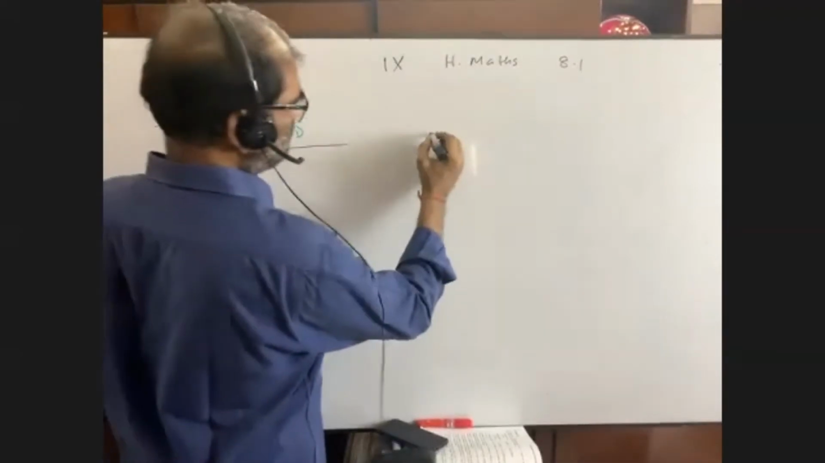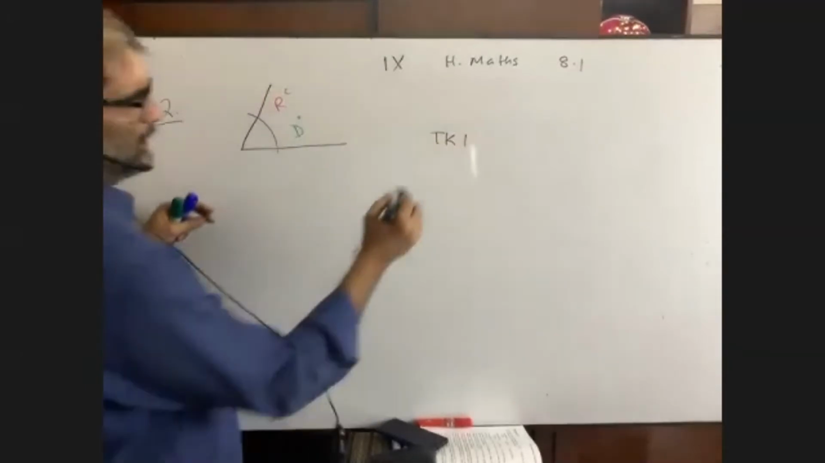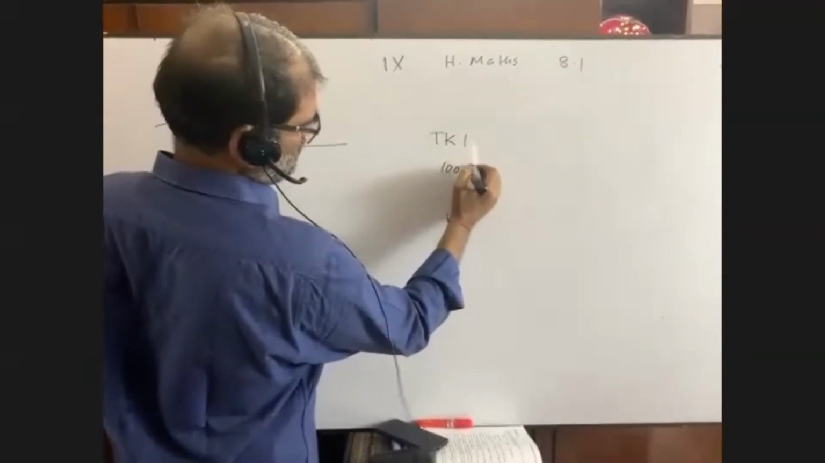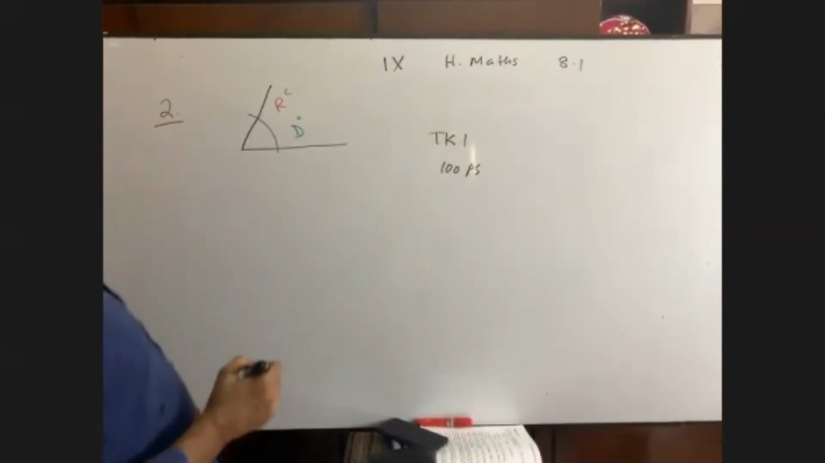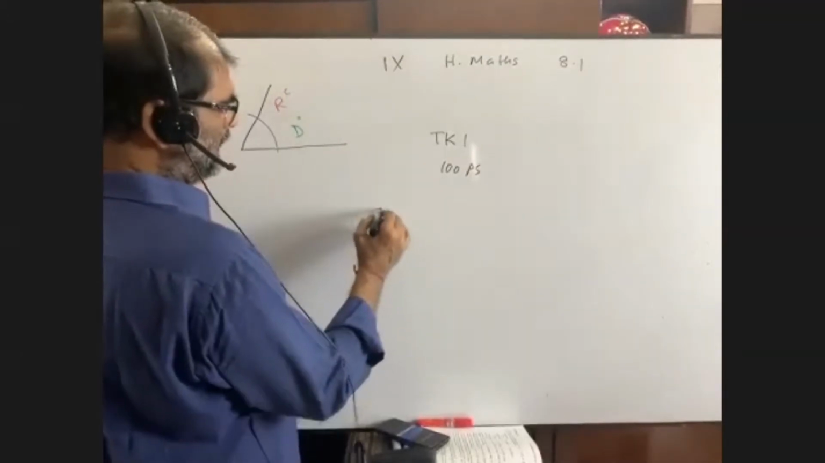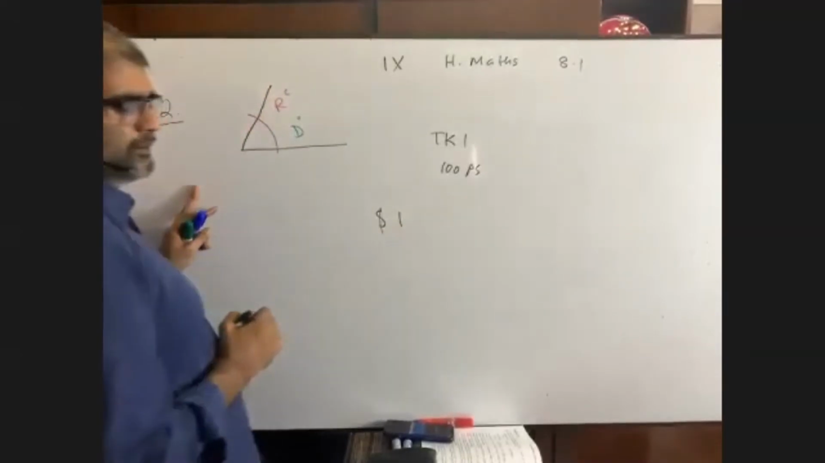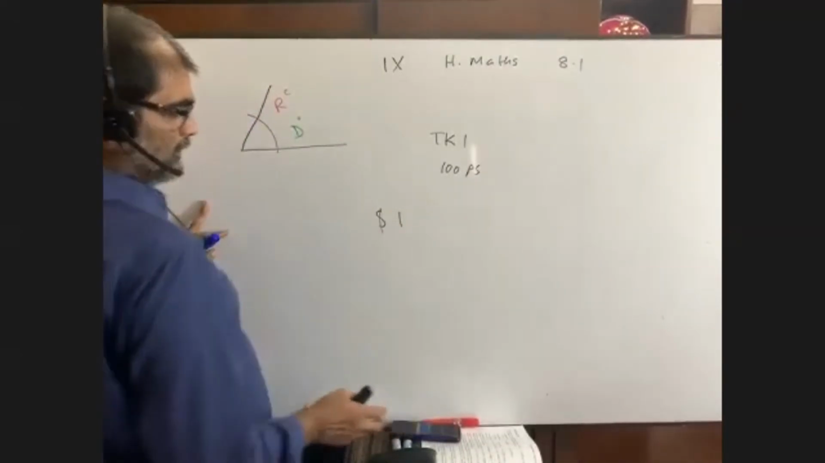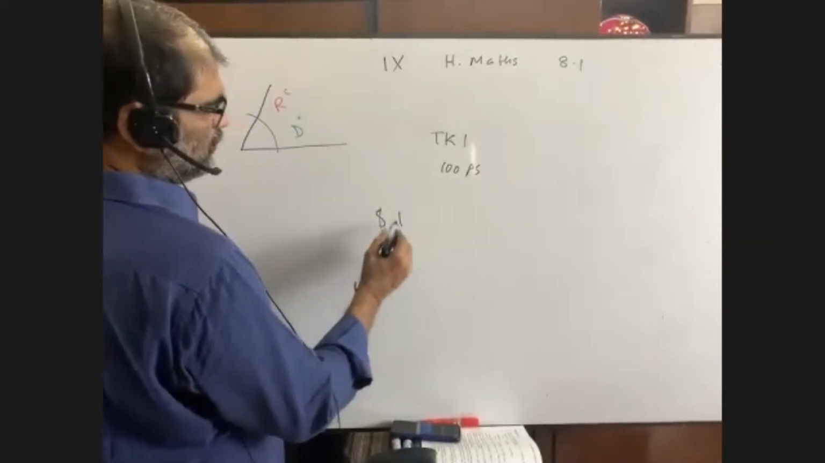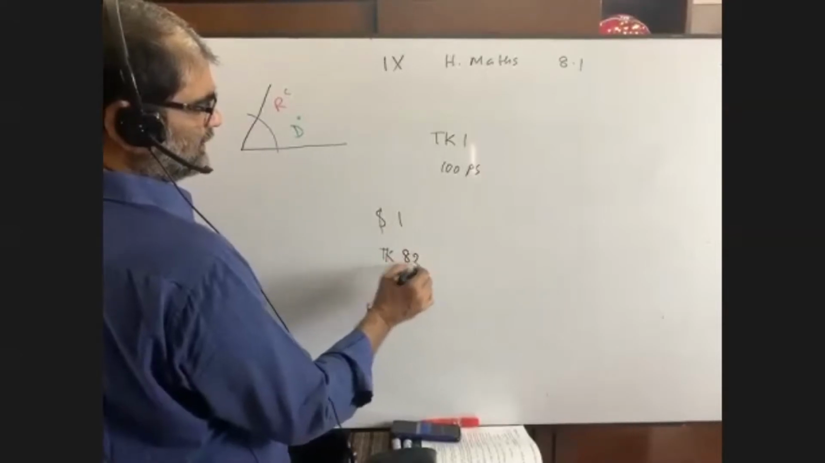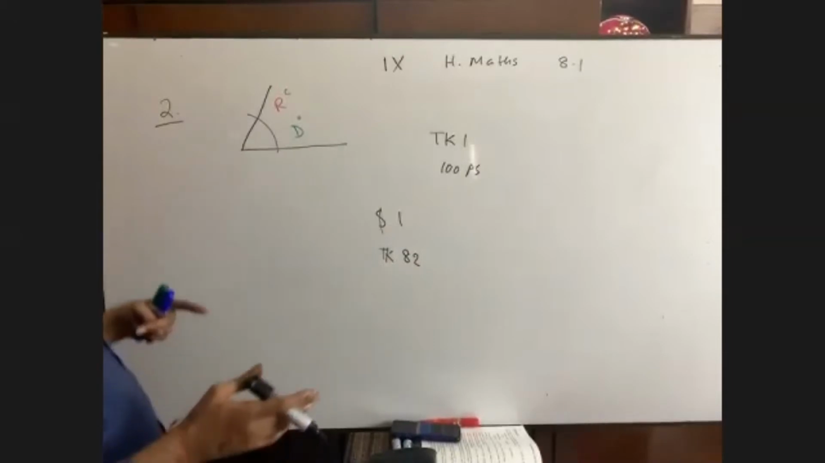Suppose I have taka 1, but I can tell it I have 100 paisa. Can I tell it? Yes, sir. Or I have $1. Okay. You are telling no, sir, you have taka. Suppose what is the value? 82. I don't know exactly. You are telling the sir you have 82 taka.